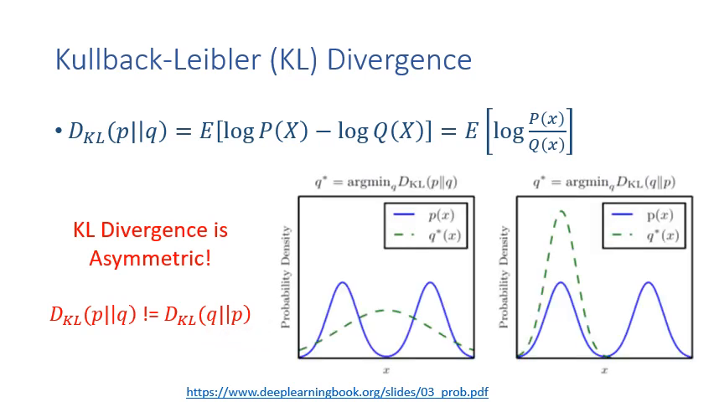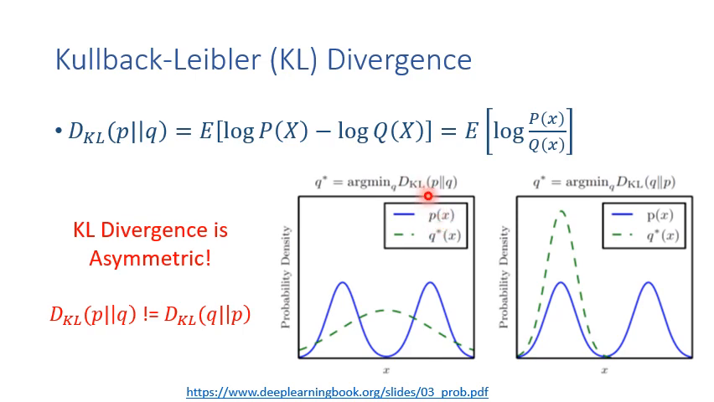Here's an example from the deep learning book written by Ian Goodfellow. Okay, suppose we have two probability distributions. One is Q, the green one. And we have a probability distribution P. We want to use Q to estimate the probability distribution P. P is actually the addition of two normal distributions. So our goal is to minimize the KL divergence between P and Q. The result is Q star. So we want Q star to be as similar to P as possible.